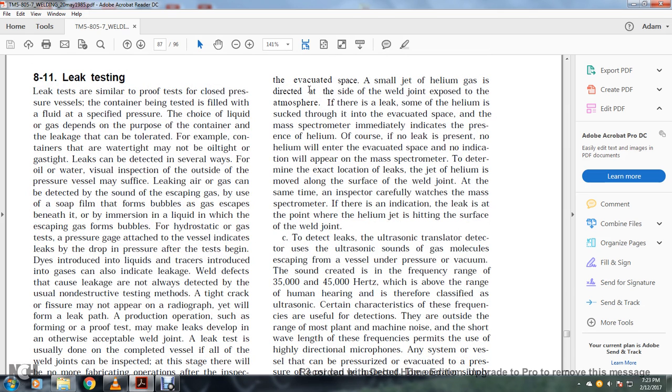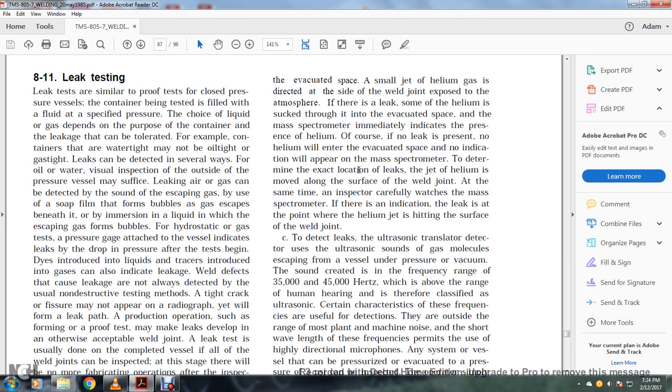A small jet of helium gas is directed to the side of the weld joint exposed to the atmosphere. If there is some leakage, some of the helium is drawn through into the evacuated space, and the mass spectrometer immediately indicates the presence of helium. Of course, if there is no leak present, no helium will enter the evacuated space, and no indication will appear on the mass spectrometer.